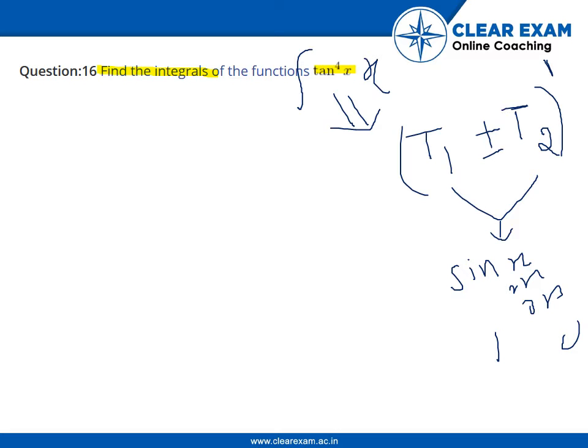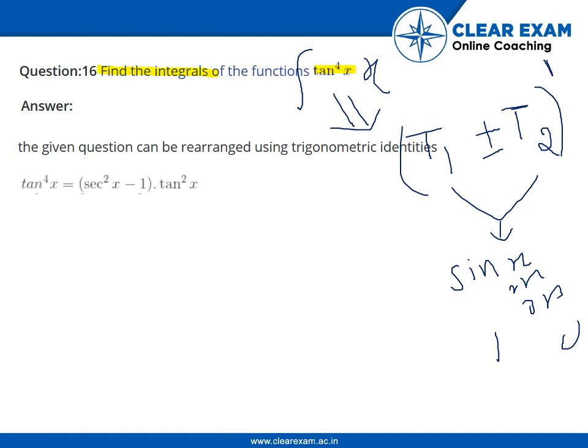The only condition that should be satisfied is that these terms should be separated by plus and minus, and they should be trigonometric terms or constants. So let us see how we approach this question. What should be our first step? tan to the power 4 x can be written as (sec square x minus 1) into tan square x.